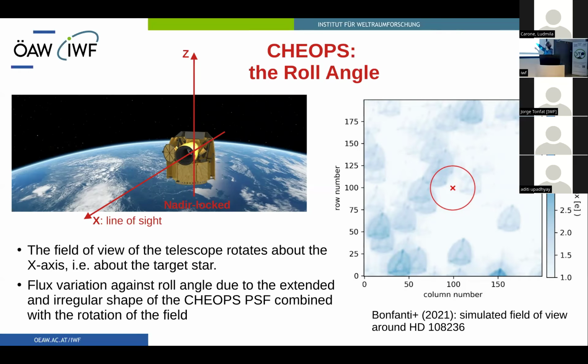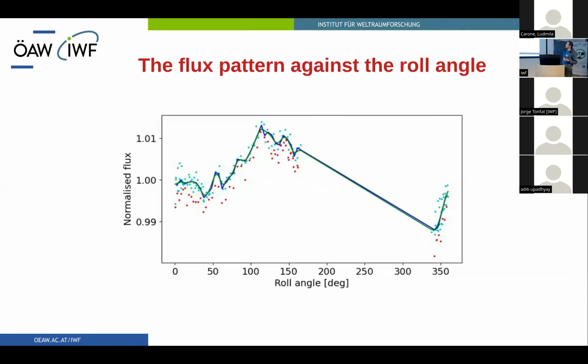Now, the red circle is the field of view for the default aperture. If you imagine the field rotating about the X cross, given the irregular shape of the stars, there are stars entering in and out of the aperture, and they produce a spurious flux. This amount of spurious flux is variable and correlates with the roll angle, the rotation. So you may expect that the roll angle introduces some variable spurious flux as CHEOPS is rotating. And this is essentially the modeling of the roll angle pattern.